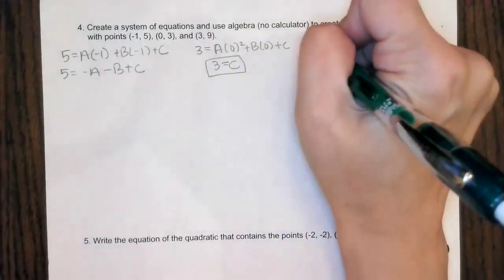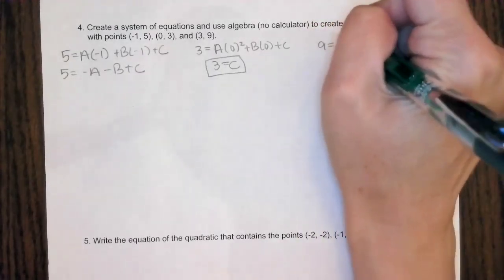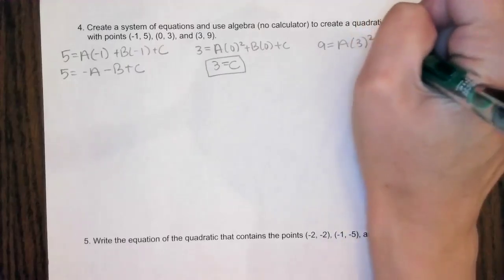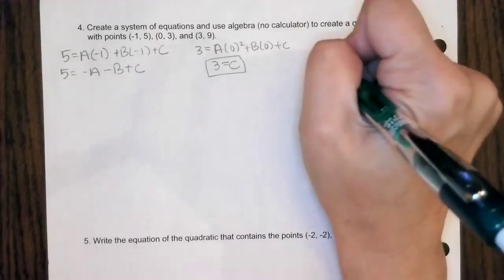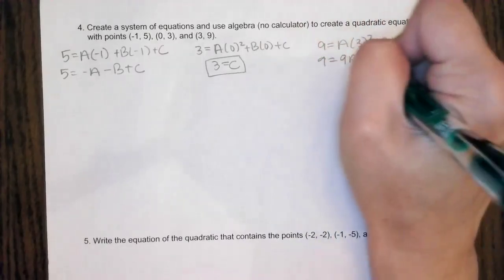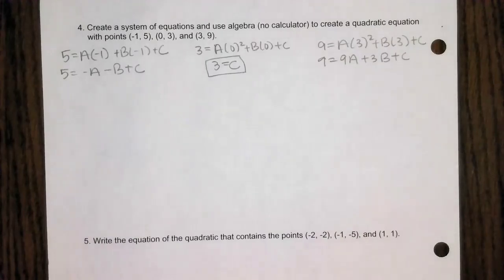And so then for my fourth point, I get 9 equals a times 3 squared plus b times 3 plus c. And so when I simplify that, I get this. So my next step really here should be to plug in the c's because I already found that variable. So it's going to make it easier for me.